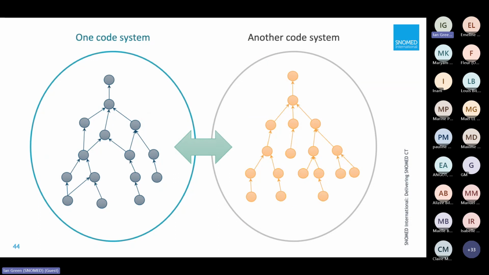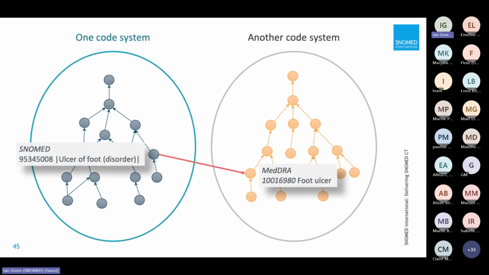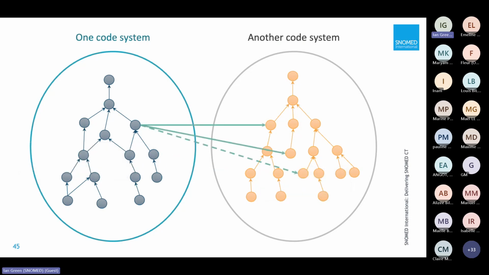You can have bidirectional maps, so you can have things which are the same either way. They're the exception rather than the rule. Most ones will have a direction and they will be different in different directions. So if you take the example here, in SNOMED we have ulcer of the foot. In MedDRA you have foot ulcer. Nice and simple one, one-to-one.